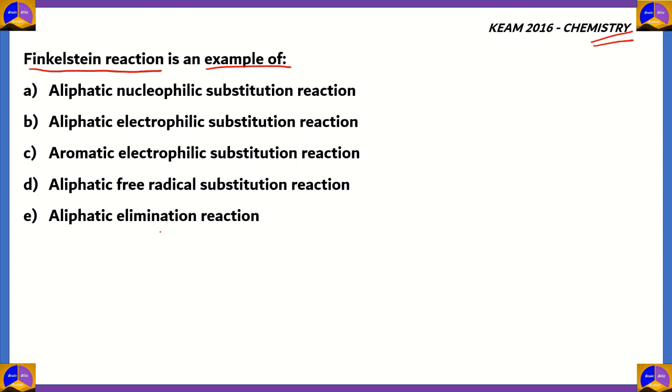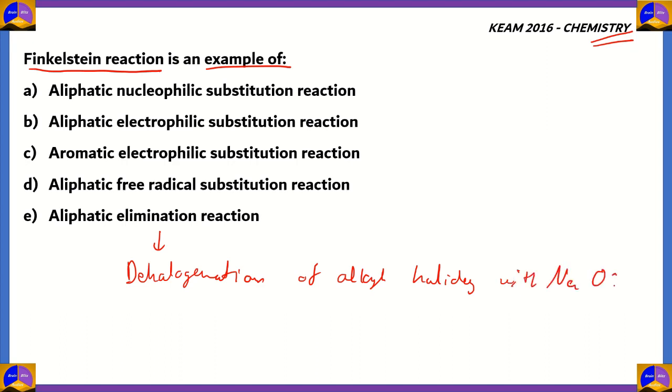So we have option E, aliphatic elimination reaction. This is found in dehalogenation of alkyl halides with NaOCH3. So therefore, option E, aliphatic elimination reaction, is the wrong answer.